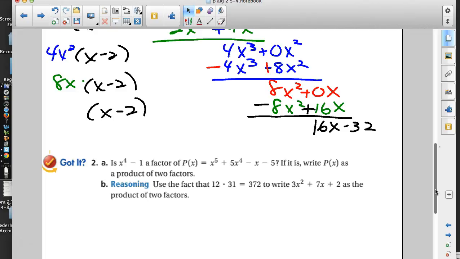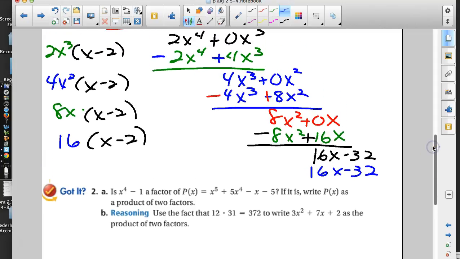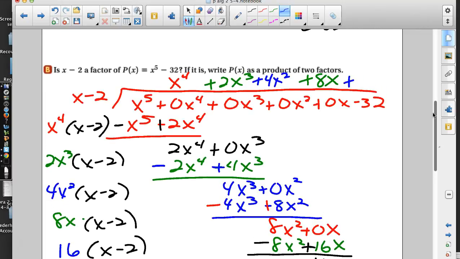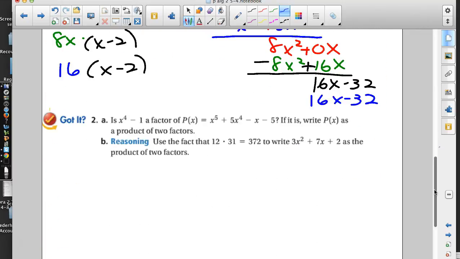Back over here at x minus 2. What do we need? What should we multiply by? 16. And we notice success. Because when we change the signs and add, 0. So what on earth do we put? It said, is it a factor? Yes. And we're going to write it as a factor.